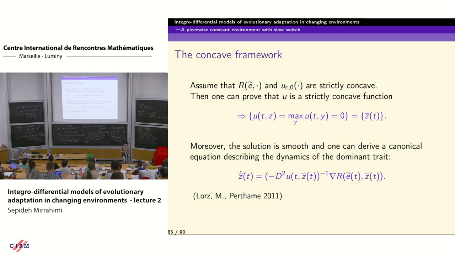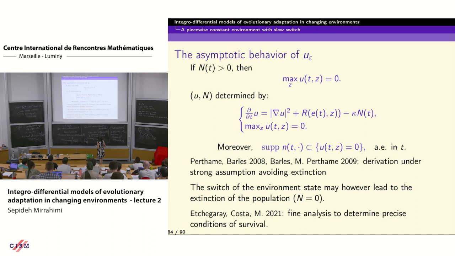These are the properties that have been derived in the first papers of this theory, and they are not really related to this jump of the environment state. Once we know that we are in this particular state, then we have these properties. And maybe I can say some words also about the uniqueness of the solution to this type of equation.